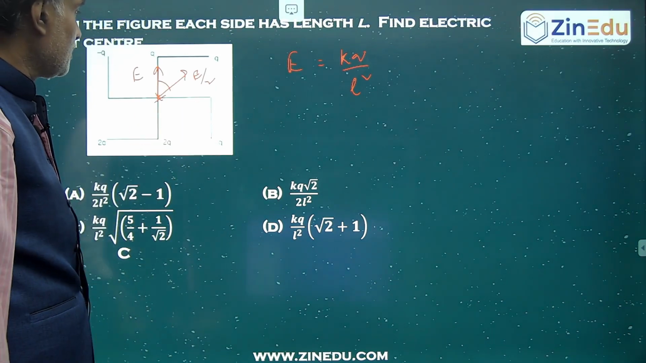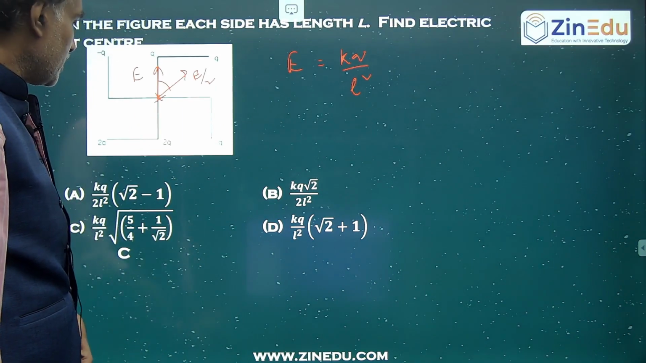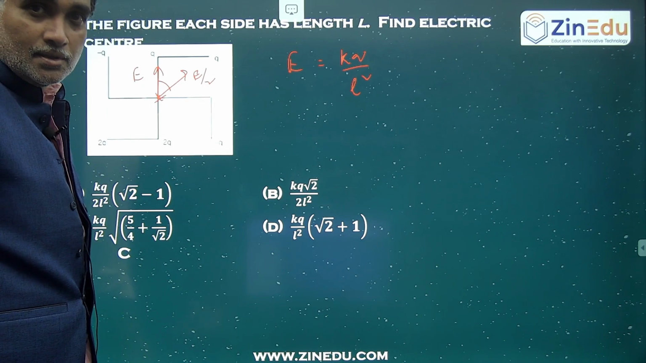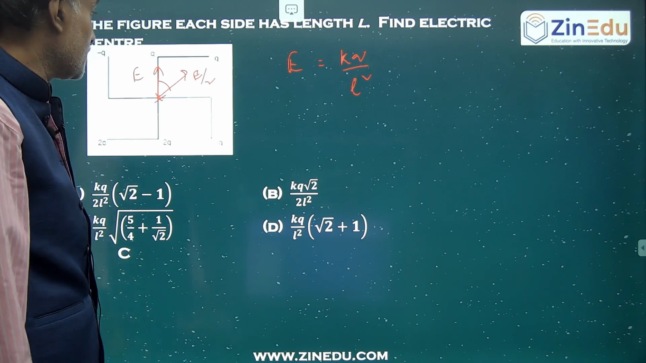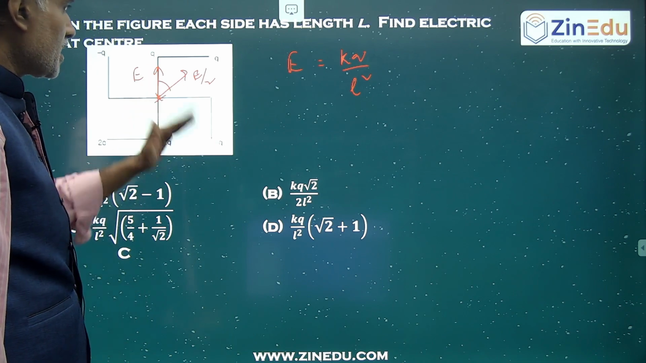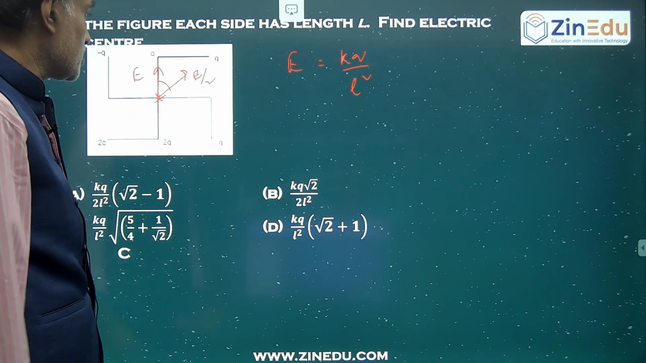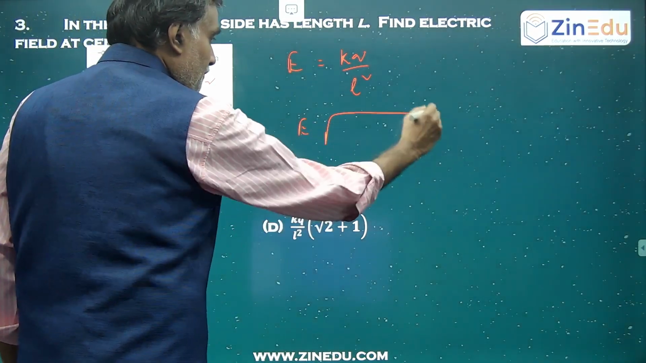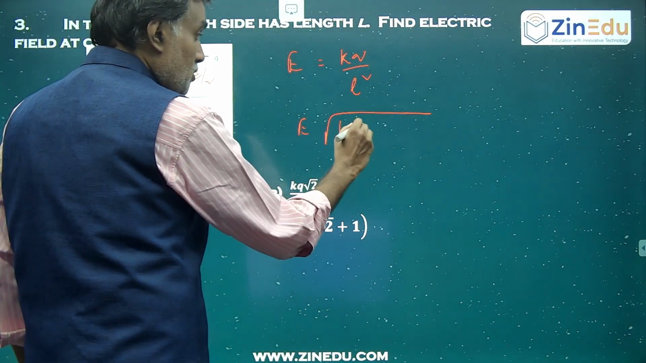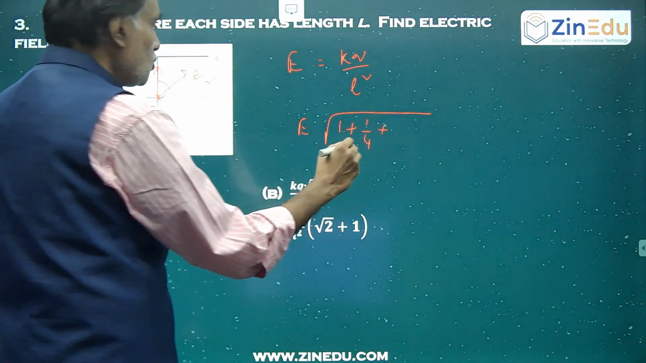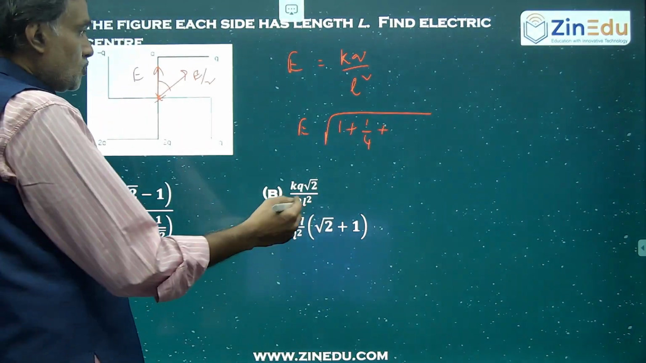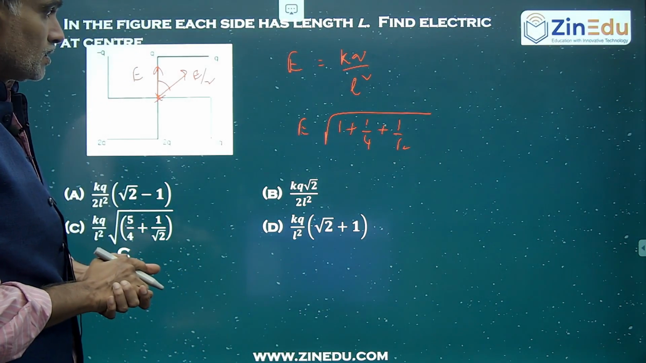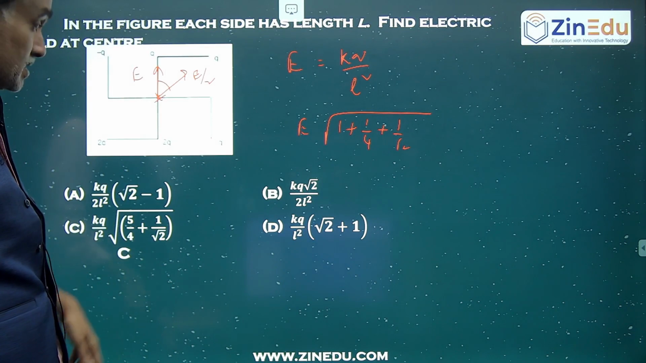You can find the X component and Y component, or you can use the parallelogram law directly. 45 degrees is the angle. The resultant is root of A square plus B square plus 2AB cos theta, where theta is 45 degrees. Or the X and Y components you can find and take root of EX square plus EY square. If I use the parallelogram law, taking E common, what do you get? Root of 1 square plus (1 by 2) whole square plus 1 into 1 by 2 into cos 45, that is 1 by root 2. That's what it is: root of 5 by 4 plus 1 by root 2.